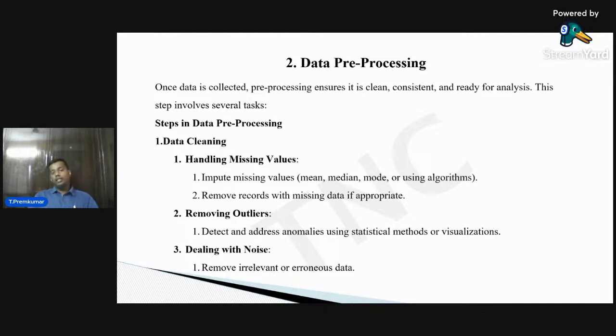In the case of data cleaning, we have something called handling missing values. This leads you to replace the missing values by imputing them, like mean, median, mode, or using algorithms. Then the next one is to remove the records with missing data if appropriate. We also remove outliers, that is, detect and address anomalies using statistical methods or visualization methods. And in dealing with noise, it removes irrelevant or erroneous data.